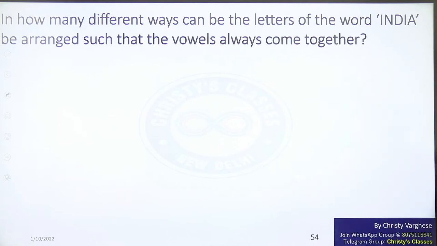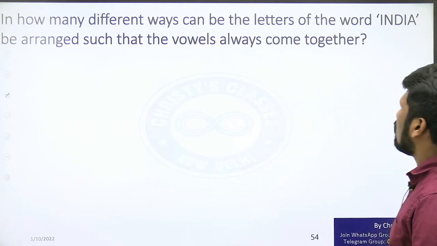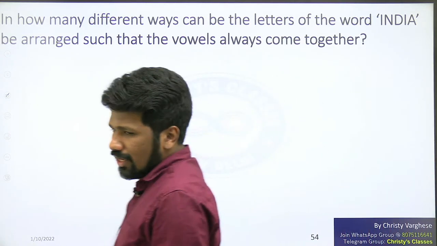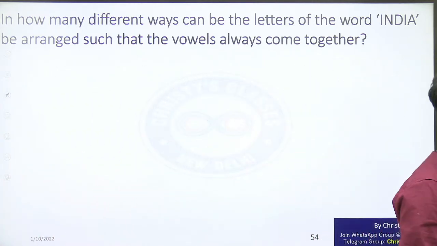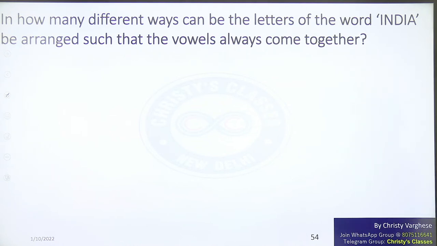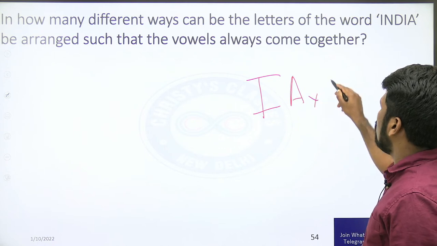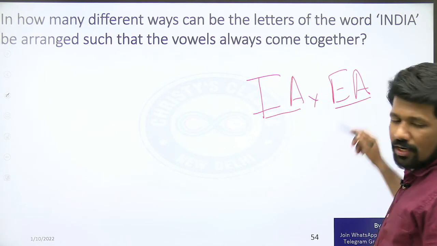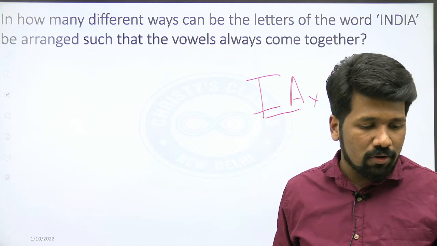Understanding the point? The same question can be asked: vowels always together, vowels not coming together. Can you try that for the word India? Be careful what the vowels are there, and whether there is a repetition in the vowels or not. Again, you just have to use internal arrangement into external arrangement. Internal arrangement what? External arrangement what? List it out and multiply it. Super easy. Make a try, all of you.